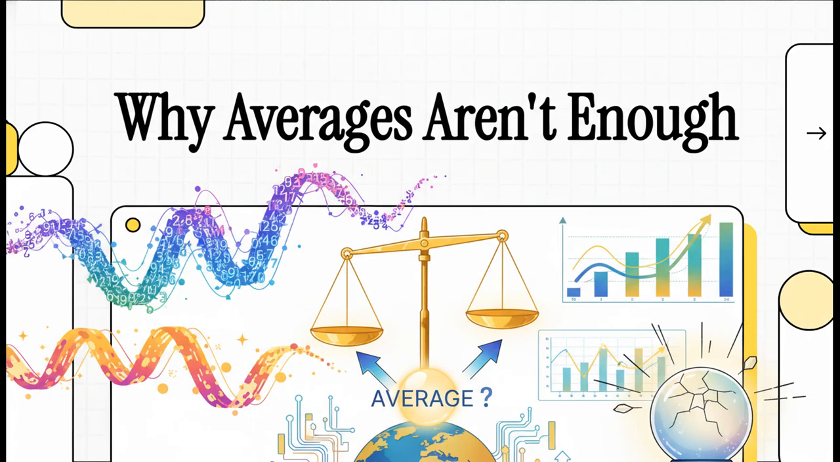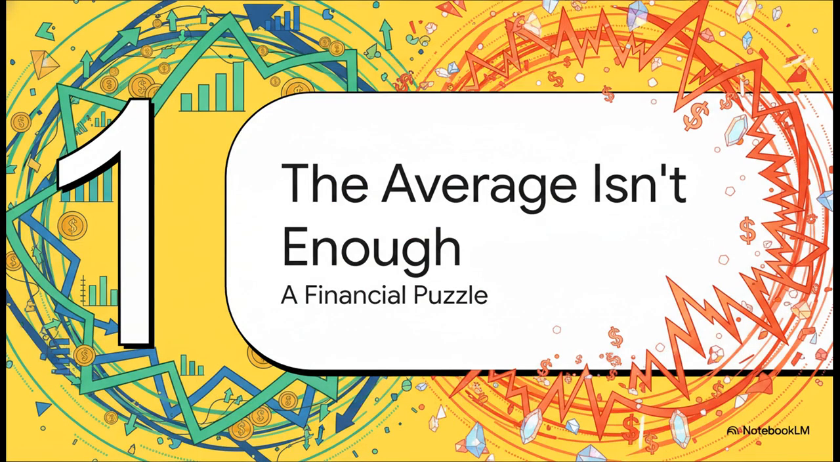All right, let's jump right in with a little puzzle. How can two groups of numbers look totally different, yet somehow have the exact same average? And maybe more importantly, what does that little trick tell us about the hidden and often confusing world of financial risk?